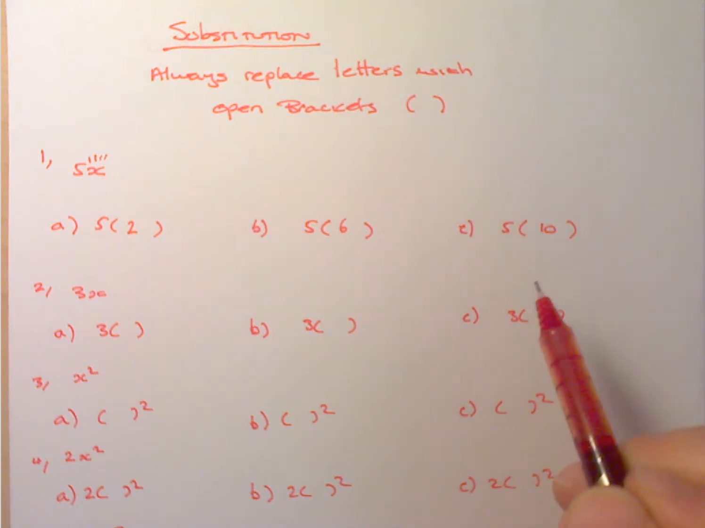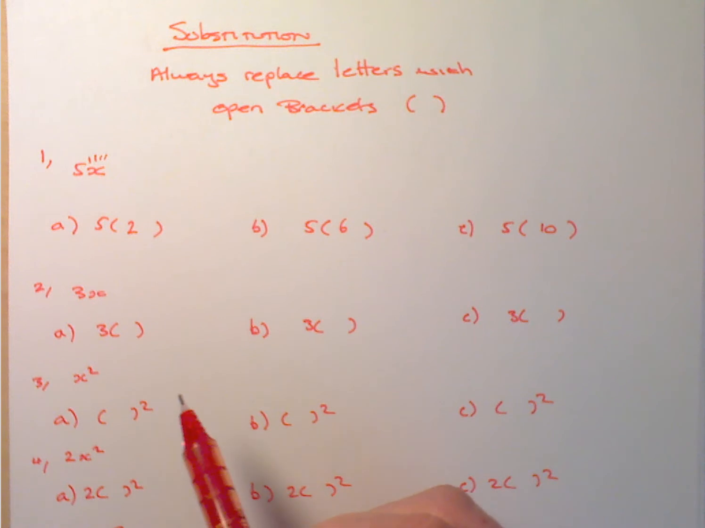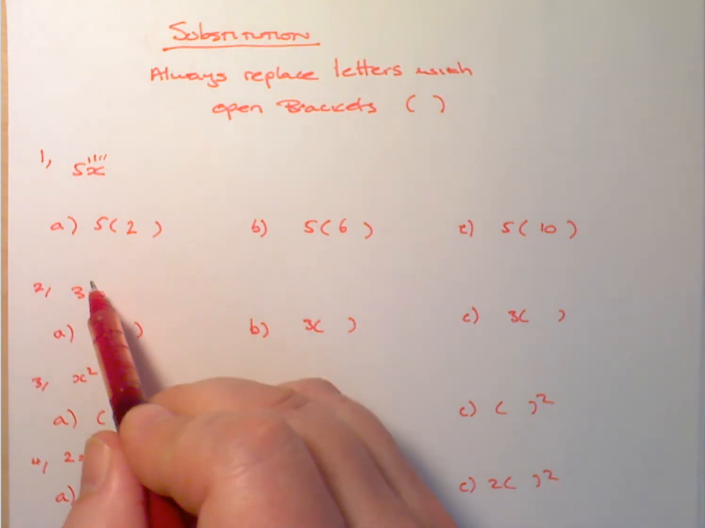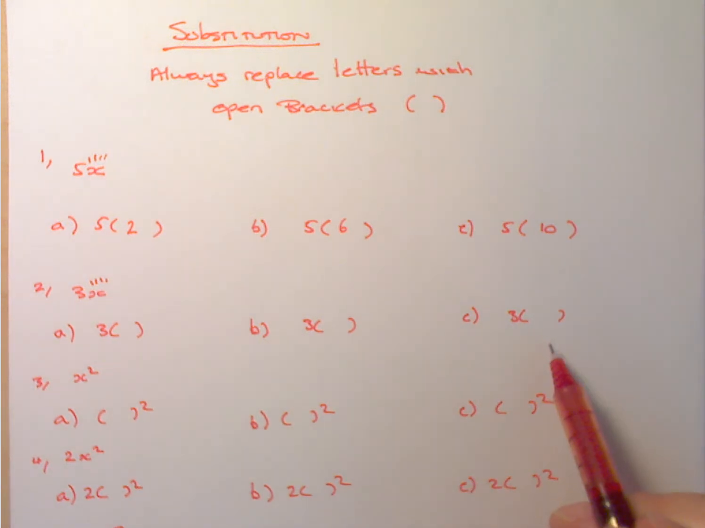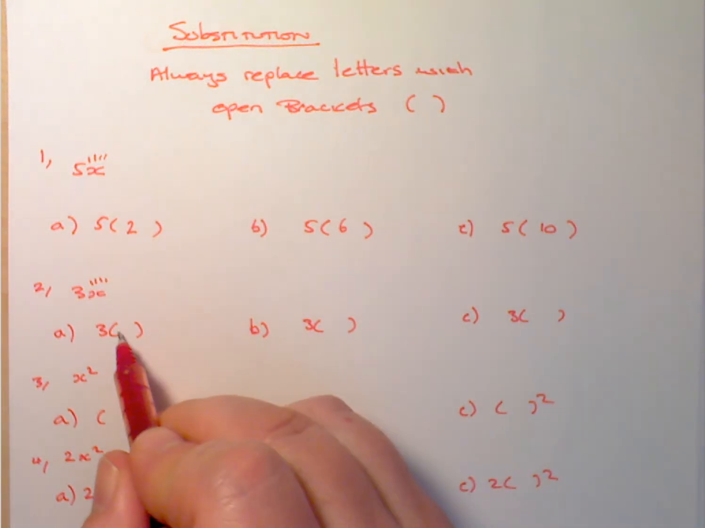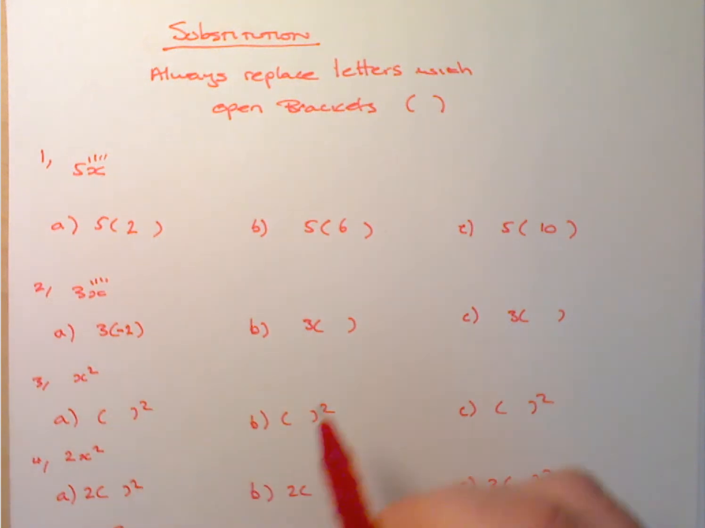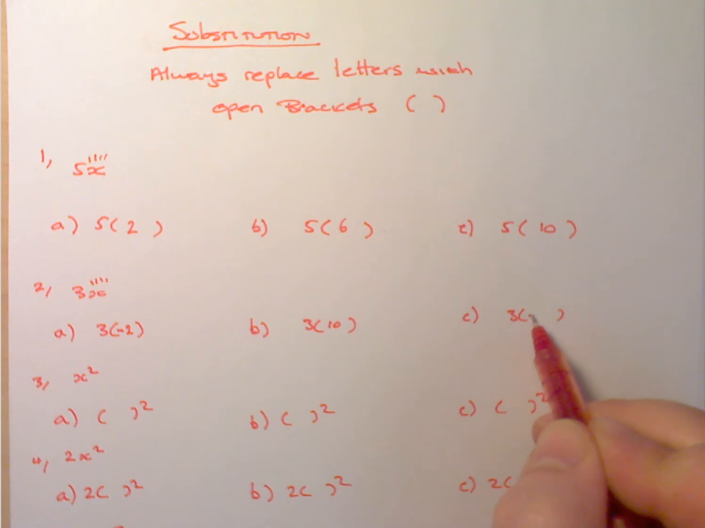Now look at question 2. Number 2, they've got 3x. And again, I've replaced the x with open brackets. I've done that 3 times. And in part A, they want me to change it to -2. So I just put -2 inside those brackets. Then they wanted 10 in part B, and they wanted -12 here.